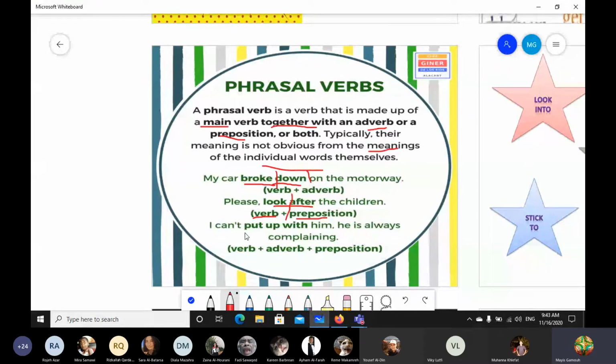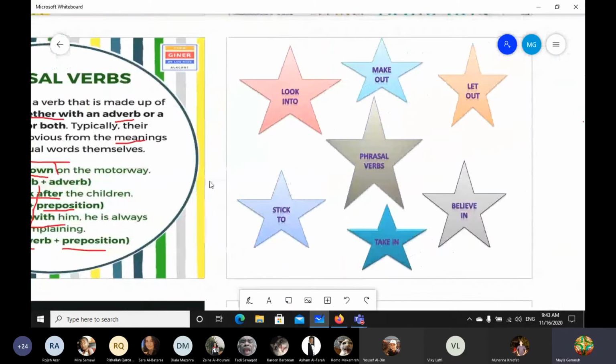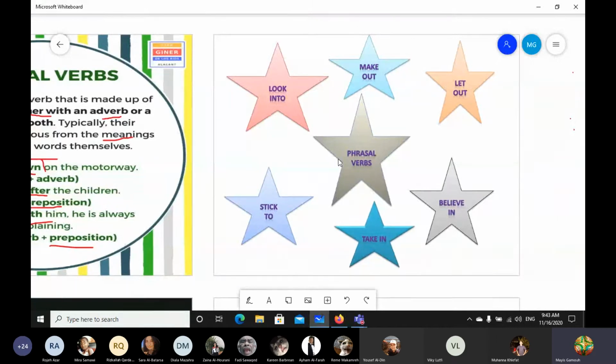And here our third example, 'put up with'. Here we have three sections, which are the main verb, an adverb, and a preposition. And if you notice, the meaning differs from the individual meaning of every word of them. In this slide, we discussed the meanings of every phrasal verb, and we solved exercise A on page 25 last time.